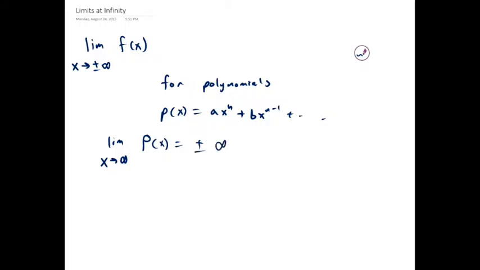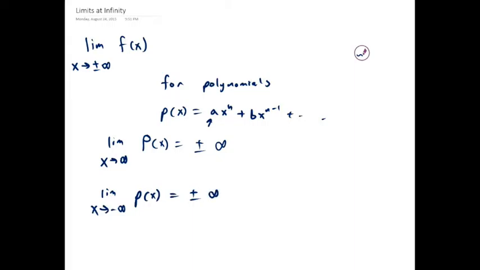And that'll depend on the leading term, that's the term with the highest exponent. If it has a positive coefficient, you'll get positive infinity. If it has a negative coefficient, you'll get negative infinity. And same if x approaches negative infinity, you'll get positive or negative infinity.